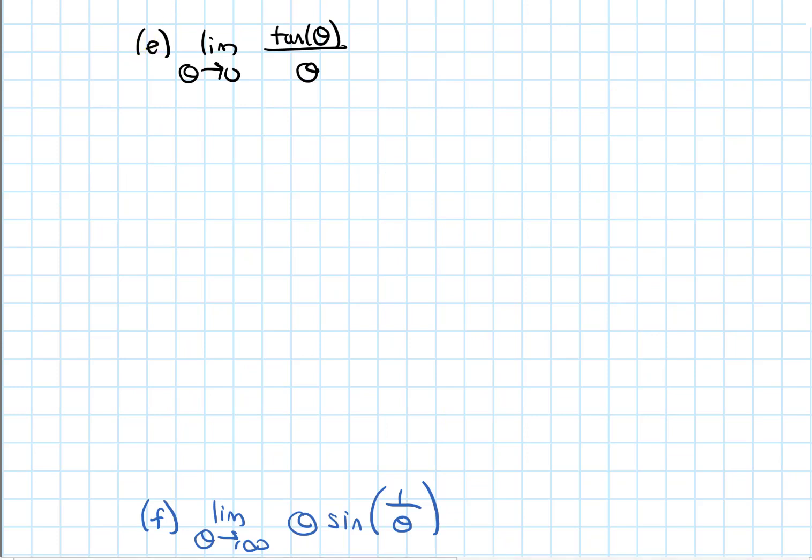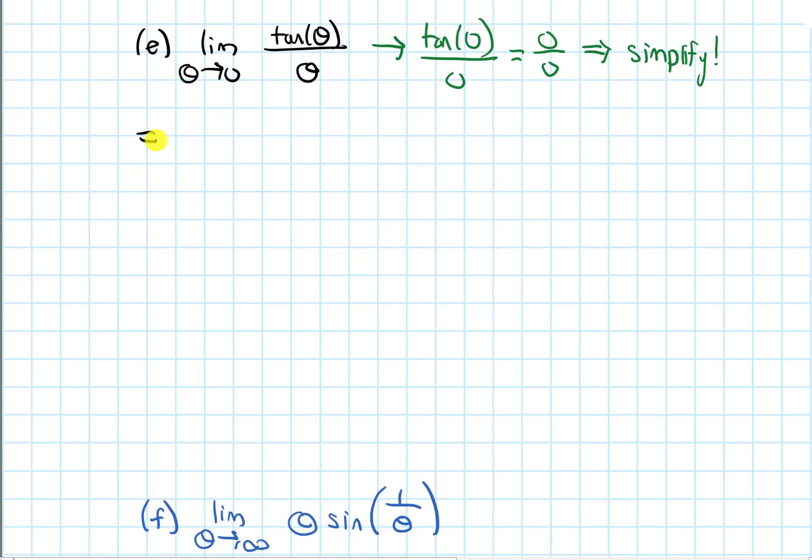All right, let's move on to part E. This one looks different. I have a tangent on top. So maybe I try plugging in first, and I get tangent of 0 over 0. But tangent of 0 is 0, so we get 0 over 0, which is indeterminate, so I have to simplify.